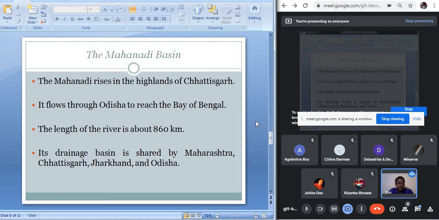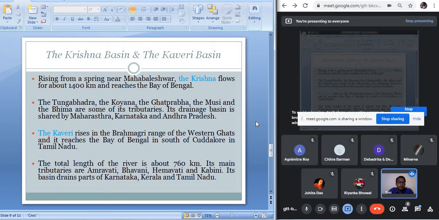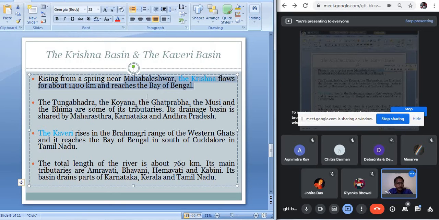But apart from this, the Krishna and the Kaveri are also notable rivers of the Peninsular Plateau of our country. The Krishna and the Kaveri are also east flowing rivers. They drain their water in the Bay of Bengal. The Krishna river originates from the Mahabaleshwar hills. It has a total length of 1400 km and it discharges its water in the Bay of Bengal.